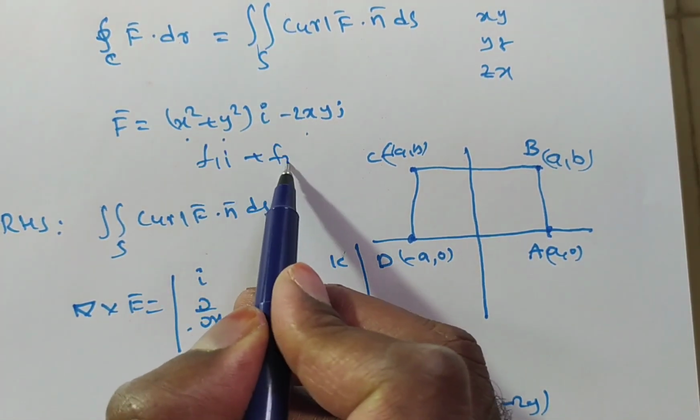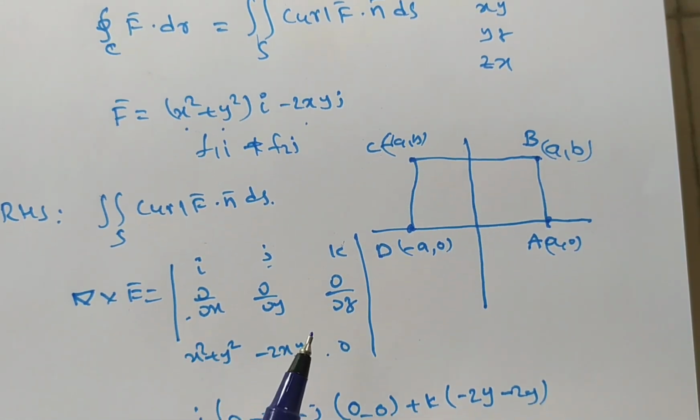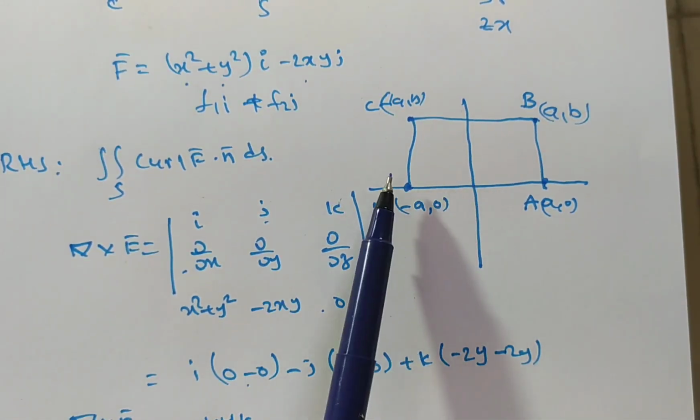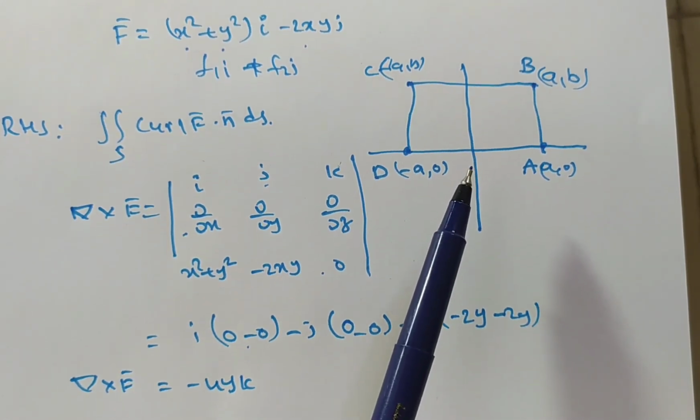f1i plus f2j form. They are not given f3k. Nothing but this is in the xy plane. Is there any z term here? No, they are not given any z value. Nothing but z is equal to 0. dz is also 0 in this case.